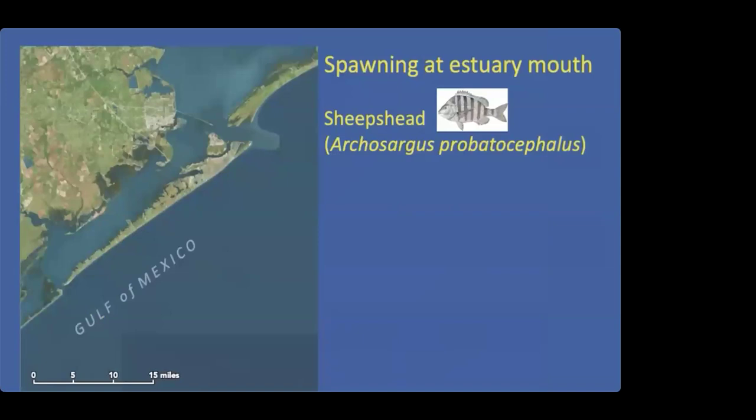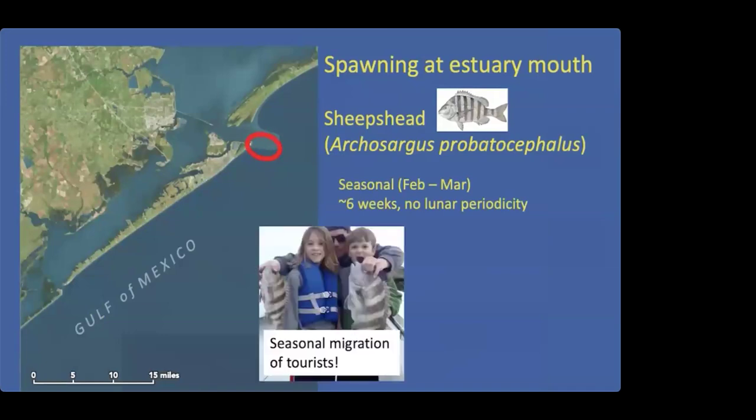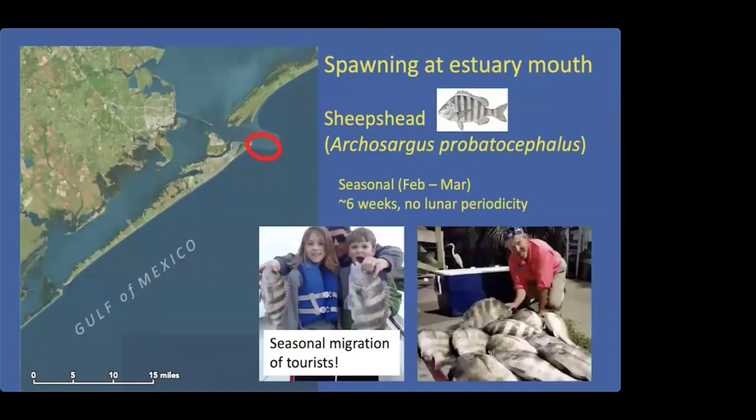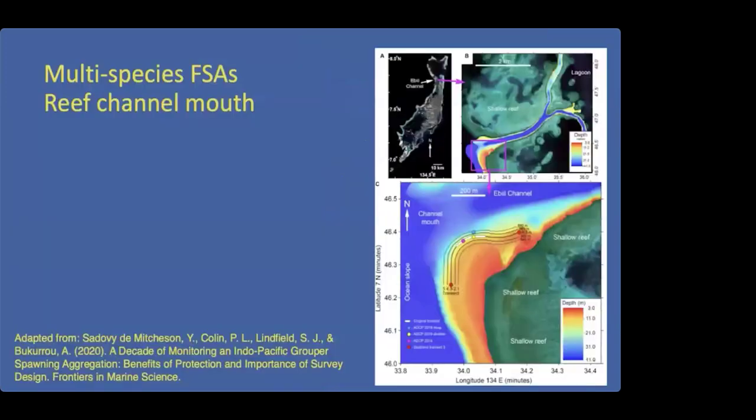Switching gears completely, this is an example of a spawning aggregation that occurs at an estuary mouth here in Texas. It's a seasonal aggregation that occurs for 6 weeks between February and March with no lunar periodicity. But interestingly, this aggregation spurs a seasonal migration of tourists that go there specifically to catch these aggregating fish.